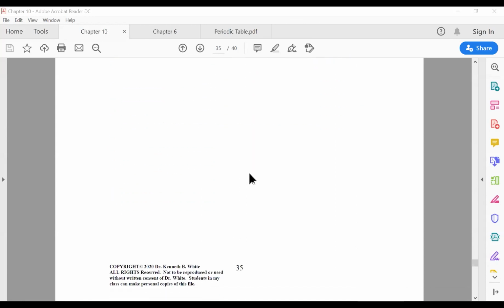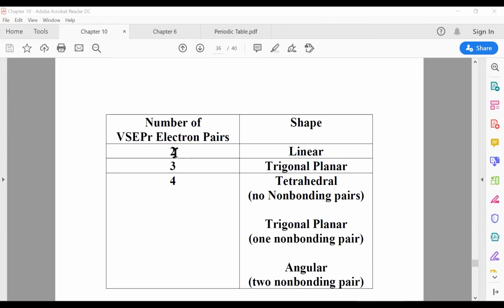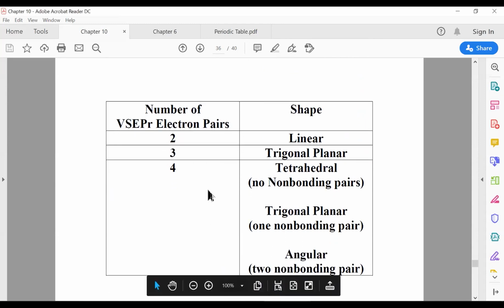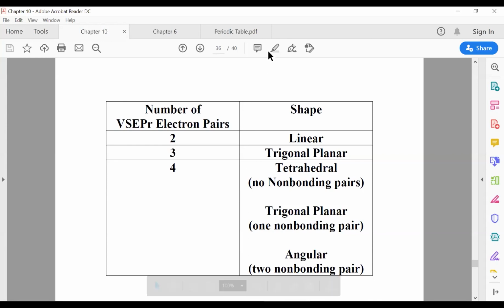And it turns out that affects many things. If you have 2 pairs, it's linear. 3 pairs, trigonal planar. 4 pairs, depending: no non-bonding, tetrahedral; 1 non-bonding, trigonal pyramidal; and 2 non-bonding is angular. And let's do something real quick.